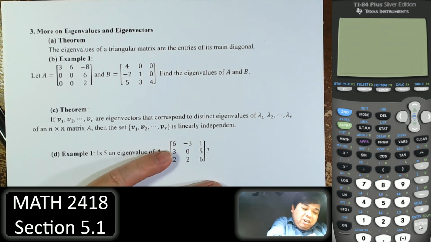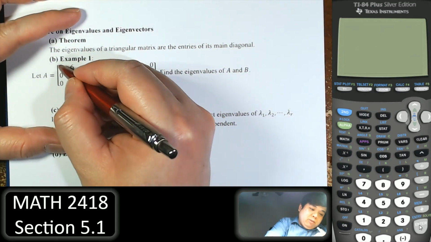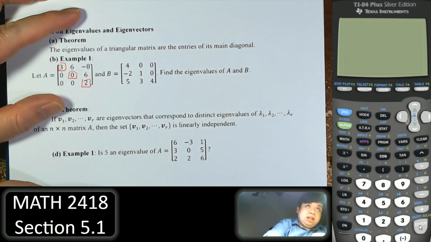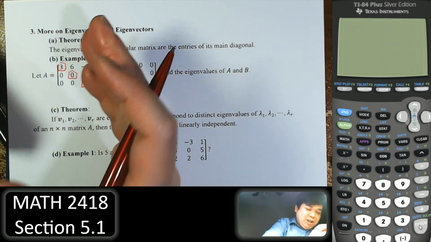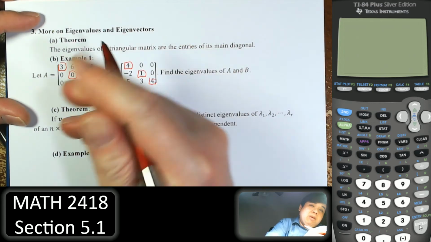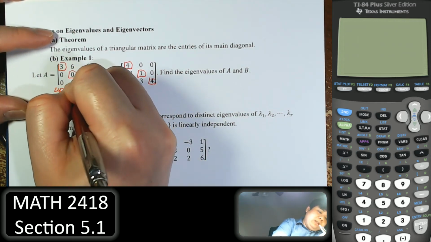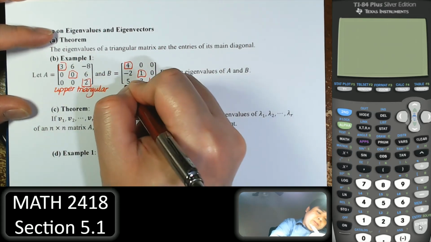The eigenvalues of a triangular matrix are the entries of its main diagonal. In this case, this is an upper triangular matrix. See that? This is the diagonal. Everything below it is equal to 0. Therefore, it's called upper triangular. Similarly, here we have the diagonal, and everything above it is 0, so this is called lower triangular.